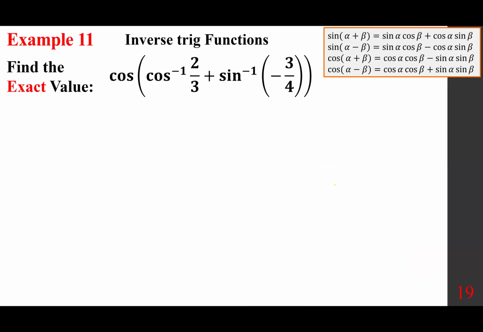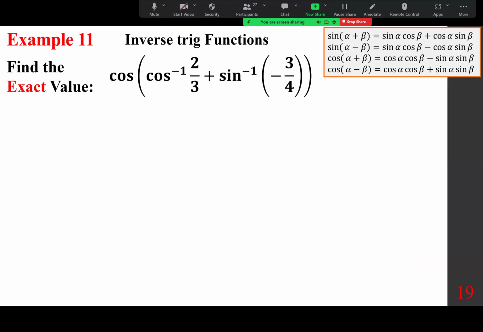Inverse trigonometric functions: cosine of the inverse cosine of 2/3 plus the inverse sine of negative 3/4. As you recall, inverse cosine represents an arc or angle. Therefore, if you call this alpha and if you call this beta, you're looking at cosine of alpha plus beta, which means you have to expand this. So you need sine and cosine. So first of all, let's look at this one.